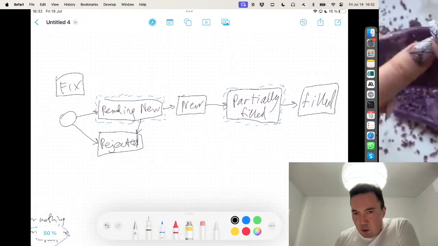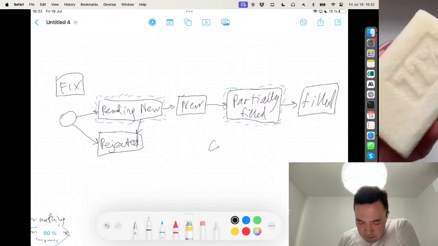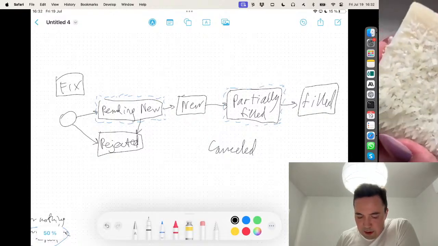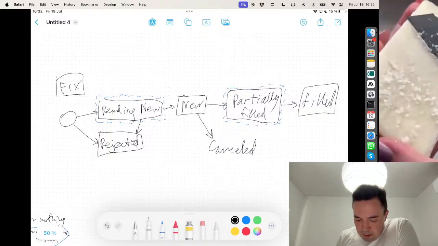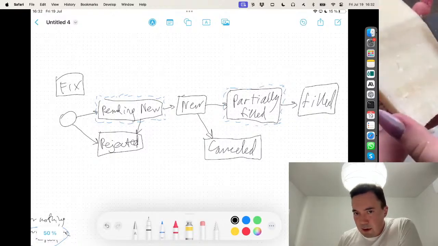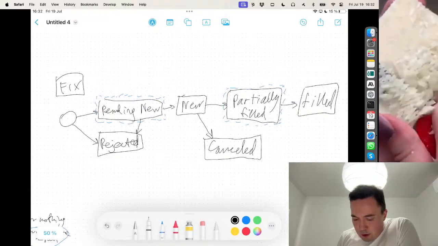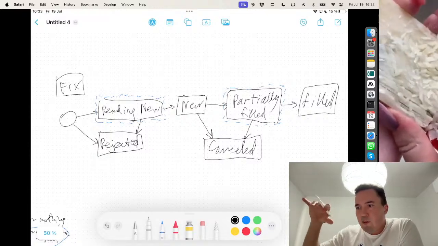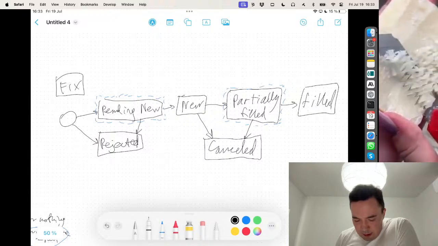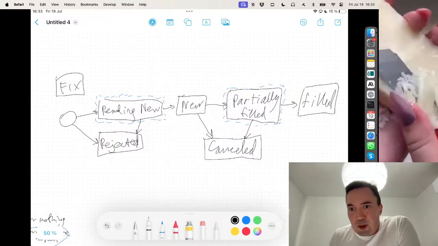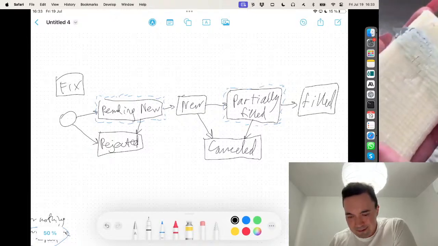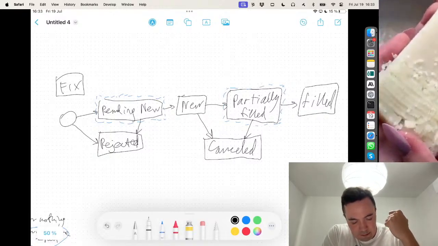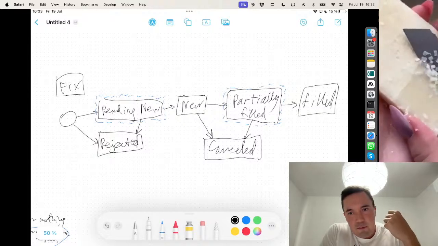But also, your order could get canceled. So after we placed our order, the exchange could cancel it, or maybe we cancel it, or it could happen also after we partially filled the order. So it could get partially filled, but the remaining part will become canceled. And when it's filled, nothing can happen to it. It already filled, it has done its job. So this is the general state diagram, I think, of what usually happens, right?